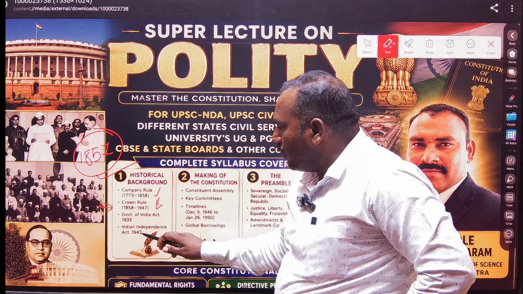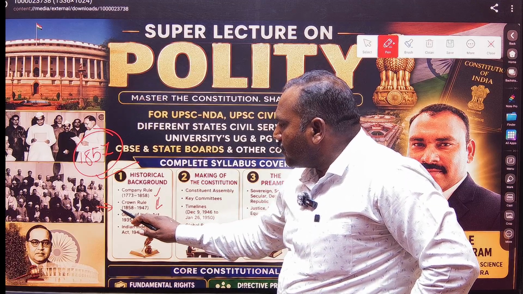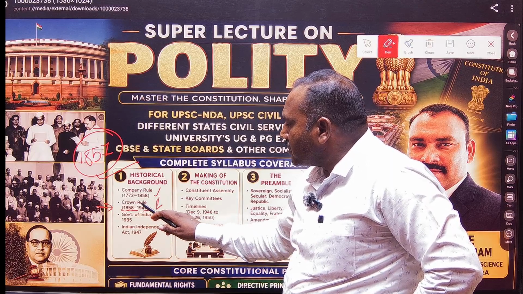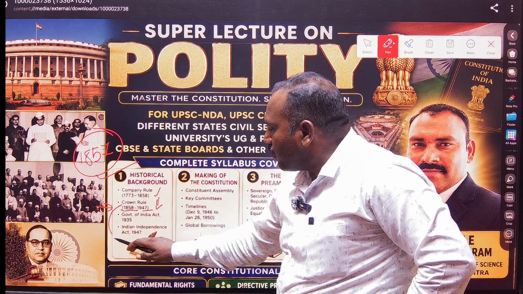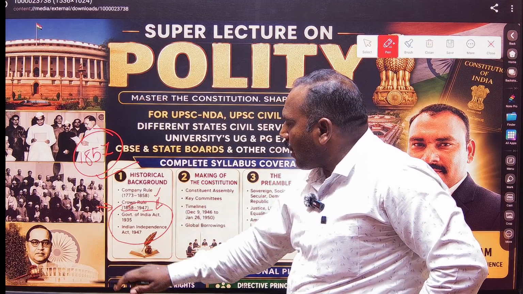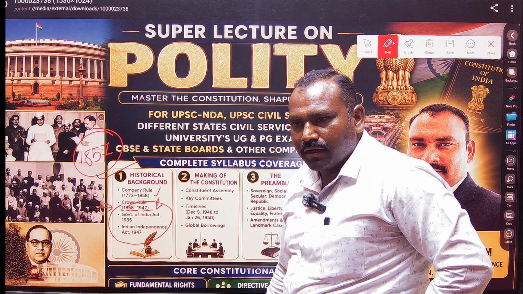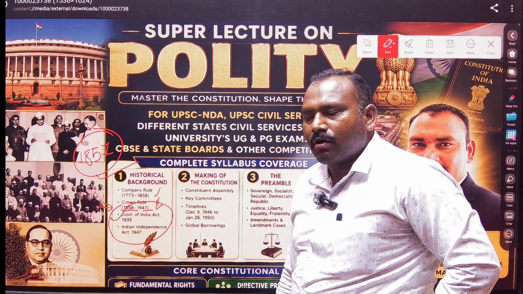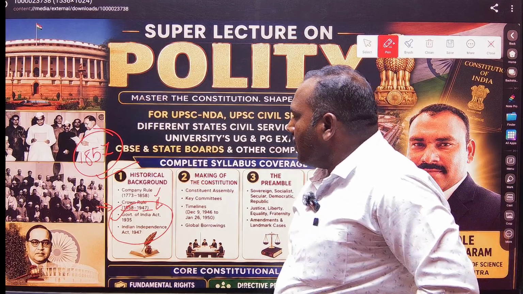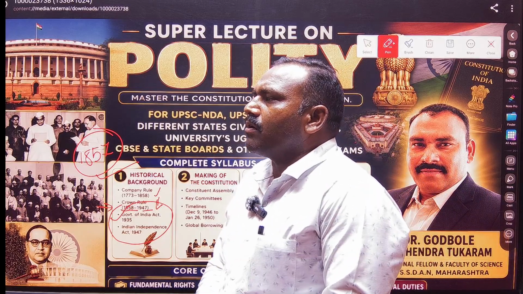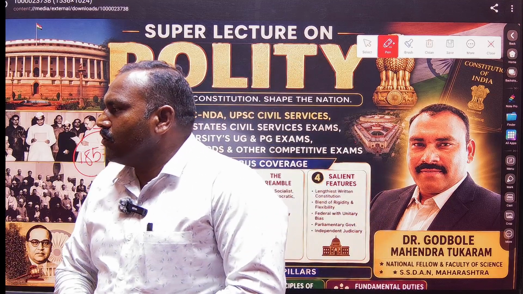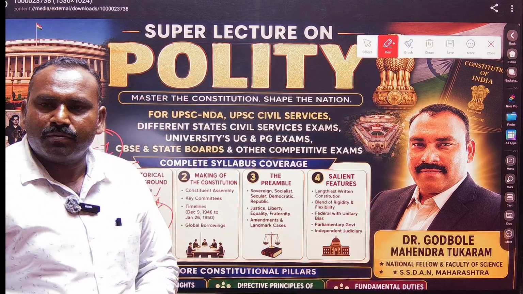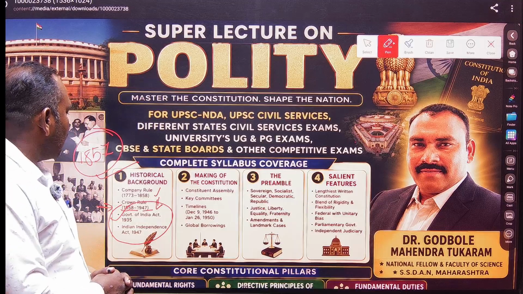Therefore, the company rule was replaced by the crown rule. And since the enactment of the crown rule, right from 1858 to 1947, the Indian subcontinent was under the total control of the crown rule or the Parliament of the British. Later on, different acts were passed by them. From the Government of India Act 1935, many administrative parts were taken by the framer of the Constitution, Dr. B.R. Ambedkar.